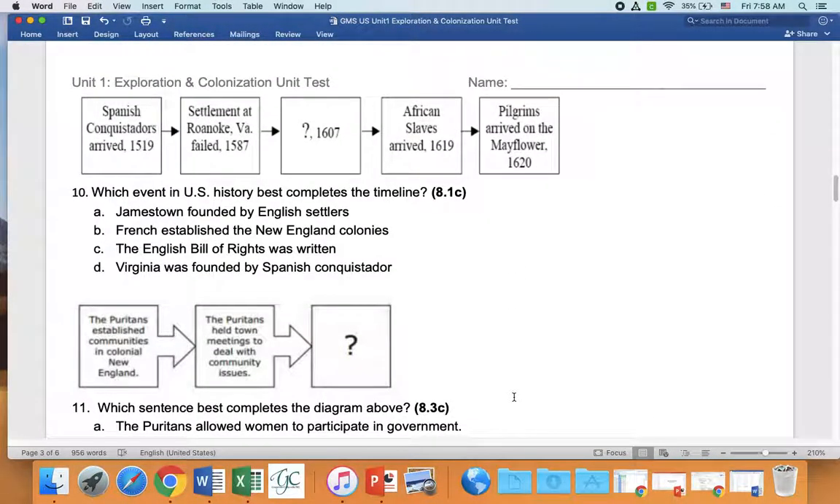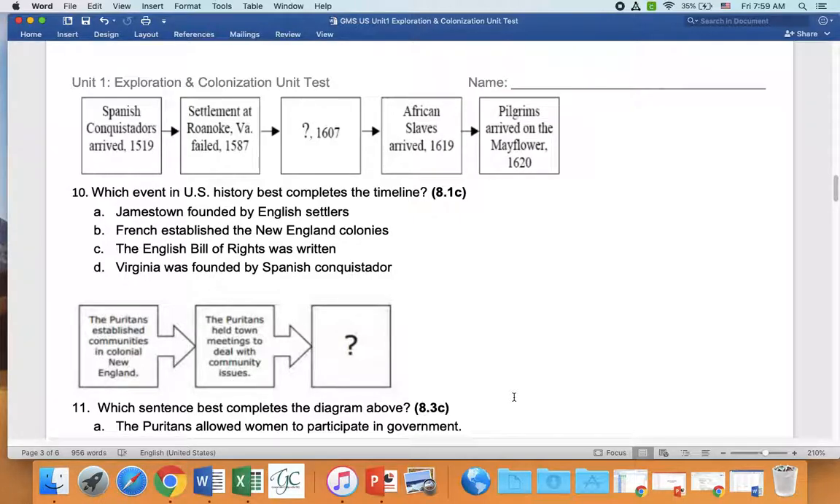All right, number 10. The infographic shows arrows leading to the right. Spanish conquistadors arrived in 1519, which led to the settlement at Roanoke, Virginia, which failed in 1587. Question mark 1607, which led to African slaves arriving in 1619, and then Pilgrims arrived on the Mayflower in 1620.